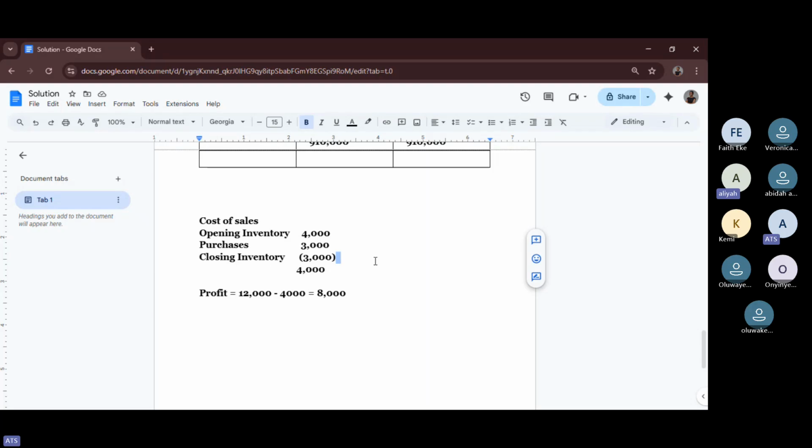The first thing you will deduct is decrease in opening inventory, if there is any decrease in opening. You might not have the two there. You might either have an increase or decrease. So if it's an increase, you add it. If it's a decrease, you deduct it.